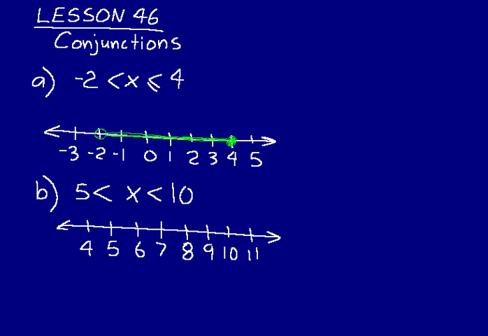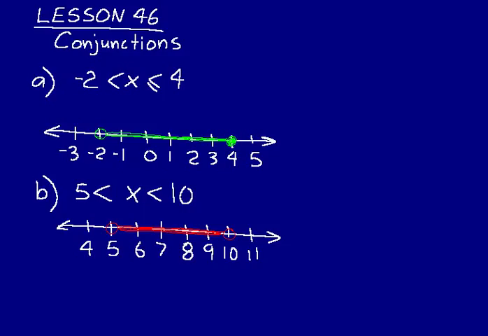Now we're going to have x greater than 5, so that means an open circle at 5. X less than 10, another open circle at 10. And x greater than 5, we start moving to the right. Less than 10, we start moving to the left. And these two lines, they come together. And so our set of numbers that's being described by this is between 5 and 10, not including 5 or 10.